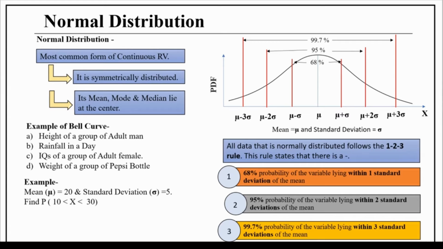Now let's solve a question to understand the 1, 2, 3 concept. In this question we have been given a mean of a population, that is 20, and standard deviation is 5. So we need to find the probability of an observed value to lie in a range of 10 to 30. To solve this, we can express 10 and 30 in terms of mean and standard deviation. Now 10 can be expressed as 20 minus 2 into 5, that is mu minus 2 sigma. Similarly 30 can be expressed as 20 plus 2 into 5, that is mu plus 2 sigma. So as per the 1, 2, 3 rule of normal distribution, the probability of an observed value lying between mu minus 2 sigma to mu plus 2 sigma is 95%.